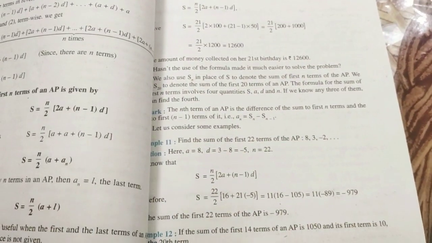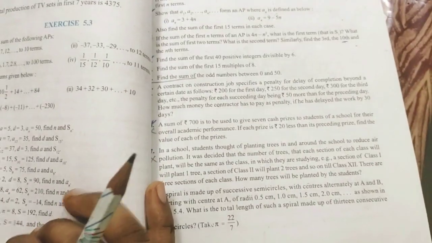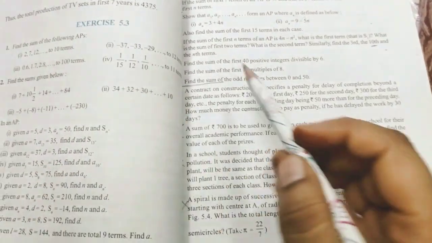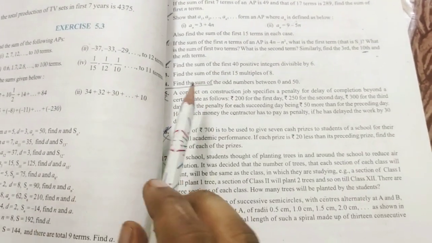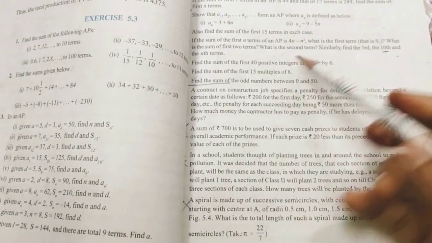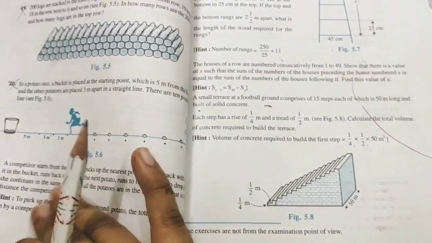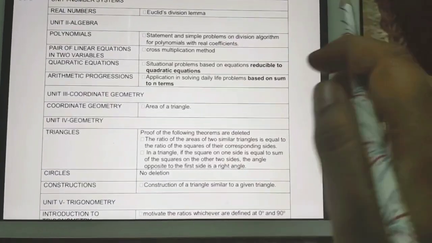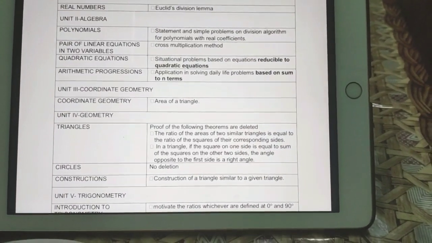and from exercise 5.3 up to 14th you have to do all the questions. After that, delete all the questions. So as of now, questions 15, 16, 17, all are not in syllabus. Okay, so next one is, I think, triangles.